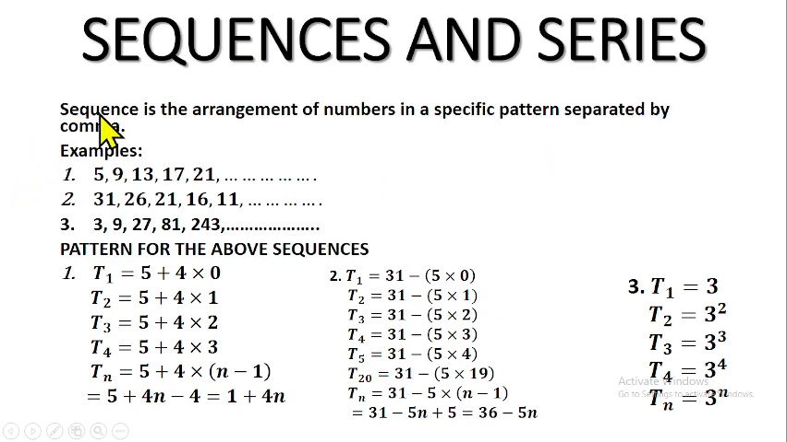Like I said here, a sequence is the arrangement of numbers in a specific pattern separated by a comma. I want you to underline the words specific pattern, then separated by comma. These are keywords in this definition of sequence. When it comes to sequence, we are arranging numbers in a specific pattern. That is, we are not just arranging numbers anyhow, but there is a pattern to which the numbers are arranged, and each number is separated by a comma. So that's what defines a sequence.